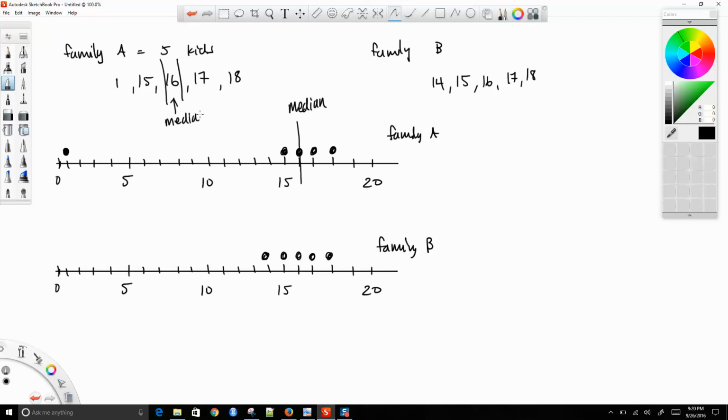Family B, what's the median? Also 16. Okay, so this is the median. So both families have the same median age, okay? So median is equal to 16 over here, and median over here also equal to 16. Okay, both families have the same median.